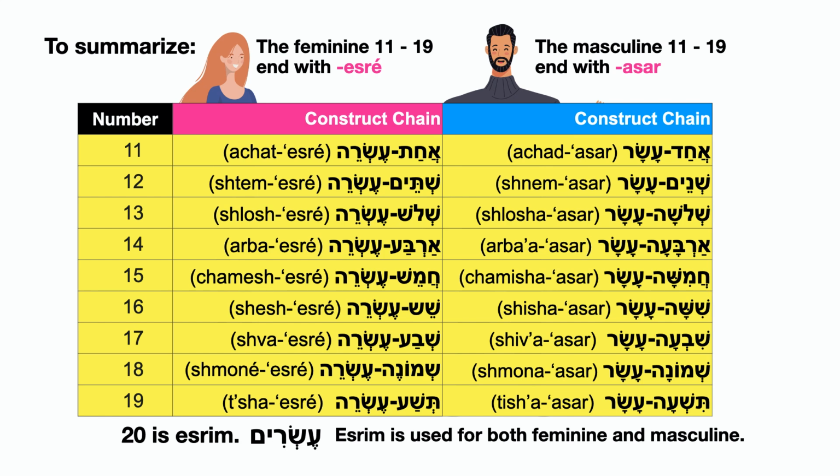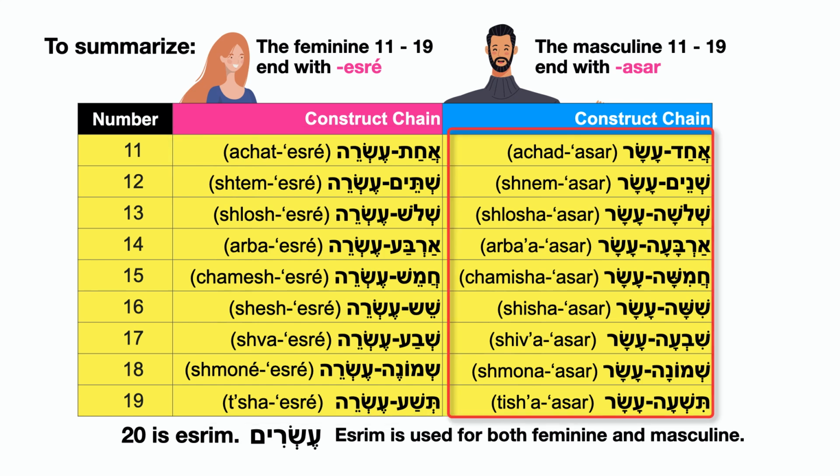Now to summarize, the feminine versions of 11 to 19 end with Esre, and the masculine versions of 11 to 19 end with Asar. So on the feminine side, 11, Achat Esre, 12, Shtem Esre, 13, Shlosh Esre, 14, Arba Esre, 15, Chamesh Esre, 16, Shesh Esre, 17, Shva Esre, 18, Shmone Esre, 19, Tsha Esre.